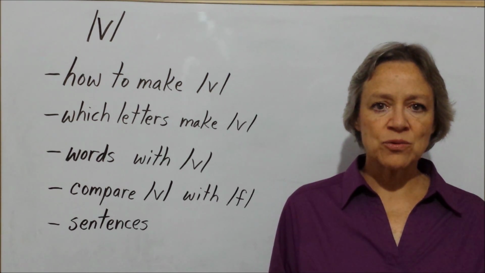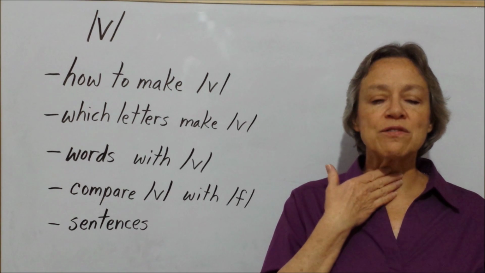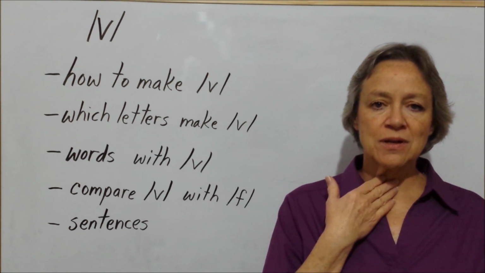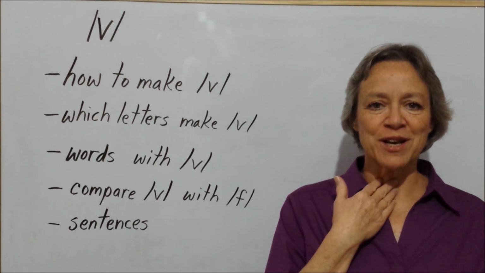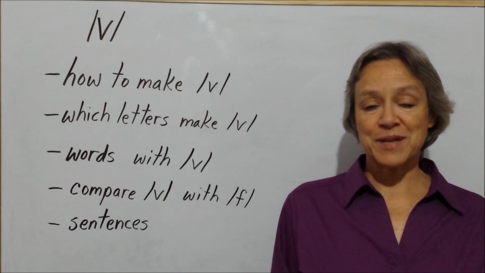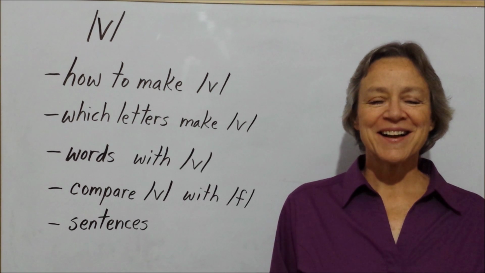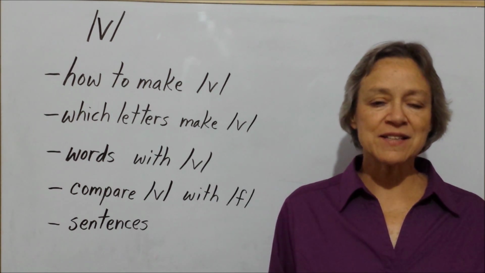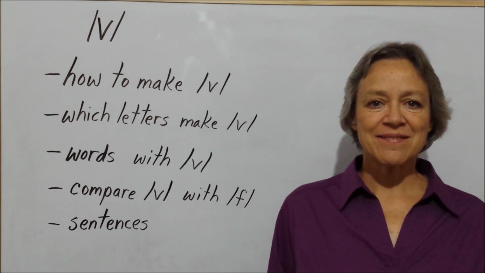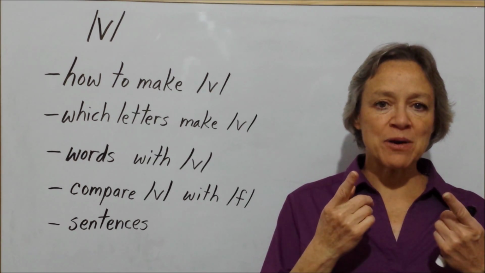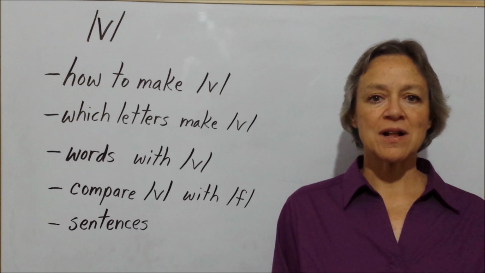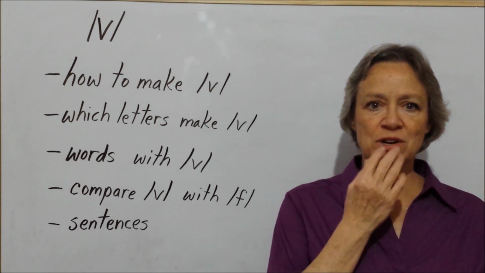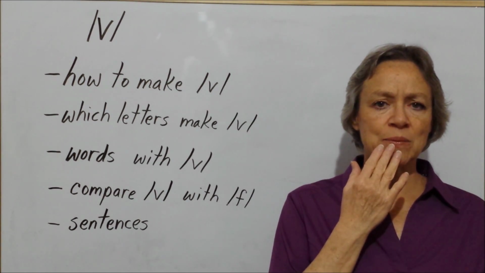When I make this sound, my vocal cords vibrate. Okay, so this is a voiced sound, meaning that the vocal cords are vibrating. And that's it. I drop my teeth onto my lower lip, onto the inside of my lower lip. I force air out of my mouth, and I let my vocal cords vibrate. I can also feel some vibration here in my lip as well.